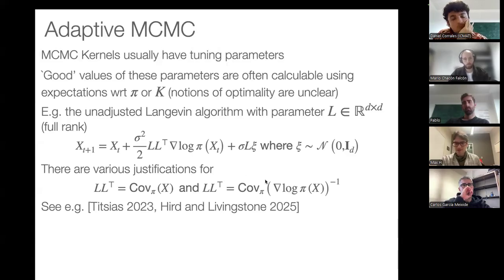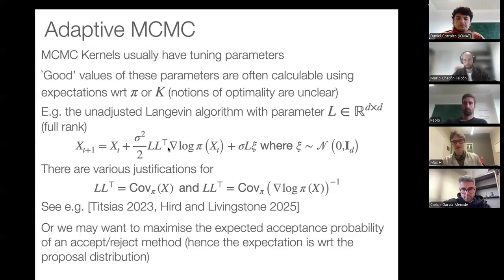And so in both of these cases, our optimal value for the tuning parameter L relies on expectations with respect to the target. And of course, because we're doing MCMC, we don't have access to these expectations. So the idea is that we're going to infer them along the MCMC chain, because the states in the MCMC chain are distributed approximately according to the target distribution.